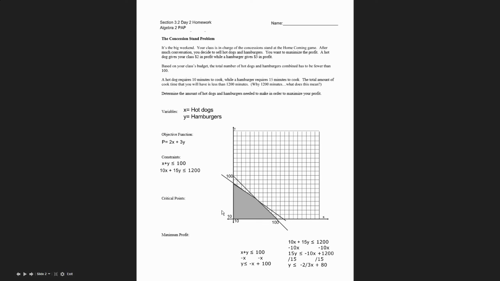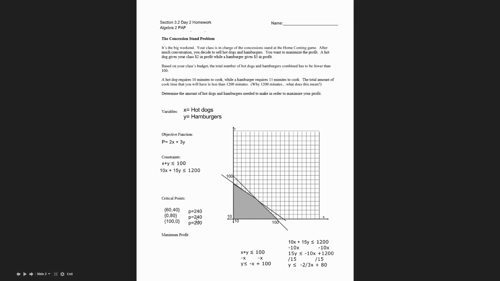And the critical points will be the corners of the feasible region. So all the corners: this counts as a corner, this is a corner, and this is a corner. And also 0, 0 counts as a corner, but you're not going to be making any profit if you don't sell anything, so you can just exclude that one. So the first corner, 100, 0. The second corner, 0, 80. And then the third corner, 60, 40. And these will be your critical points.